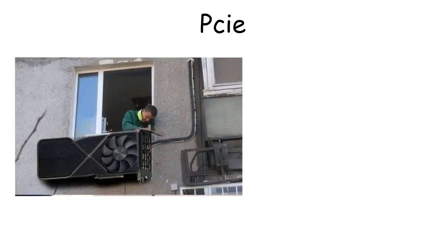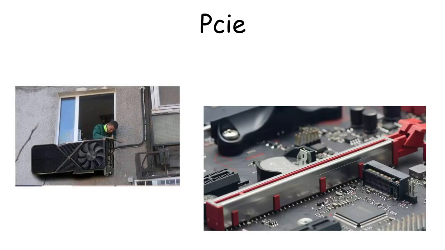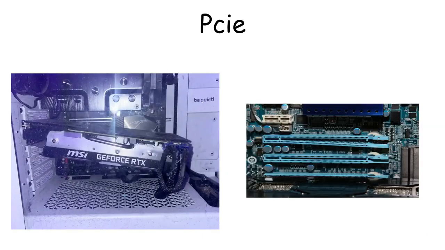Because modern graphics cards can be large and heavy, many motherboards reinforce the main PCIe slot with a metal frame. This reinforcement helps support the weight of the GPU and prevents the slot from bending or getting damaged over time.